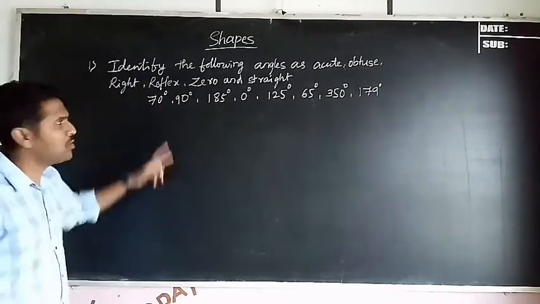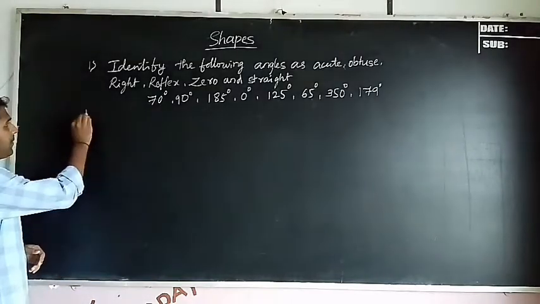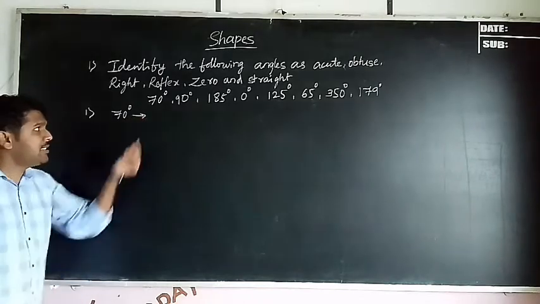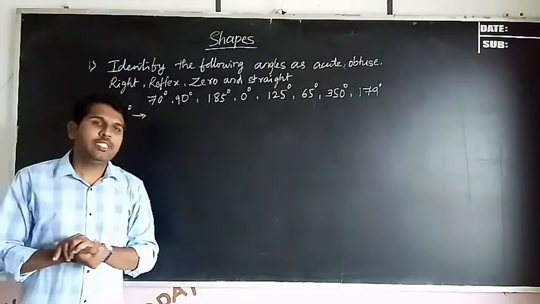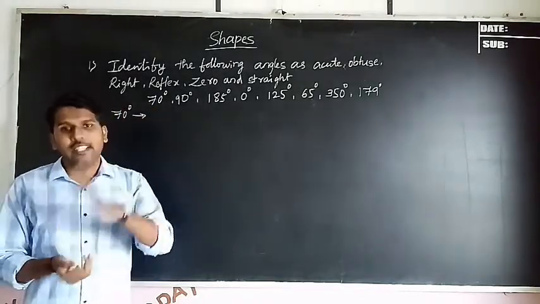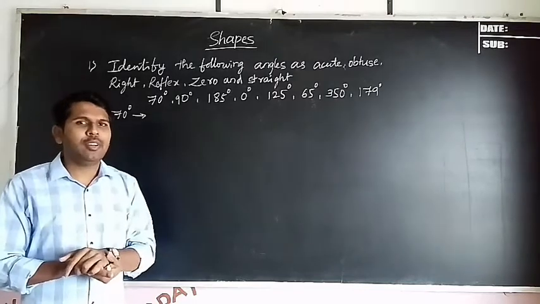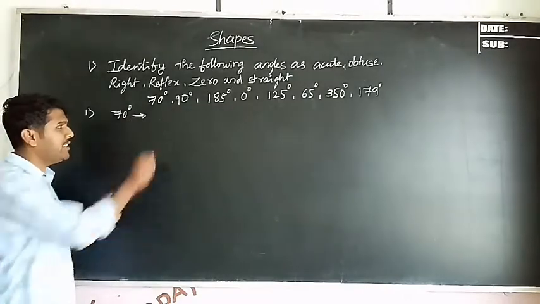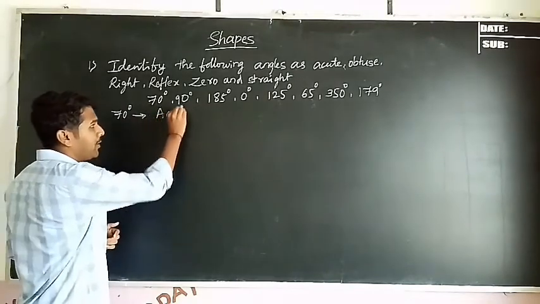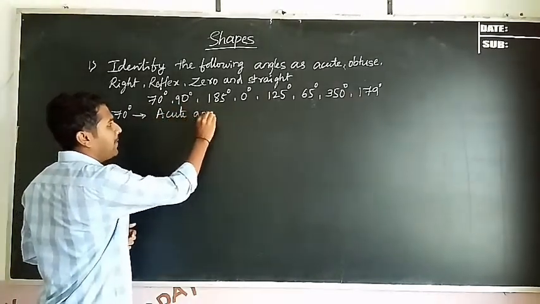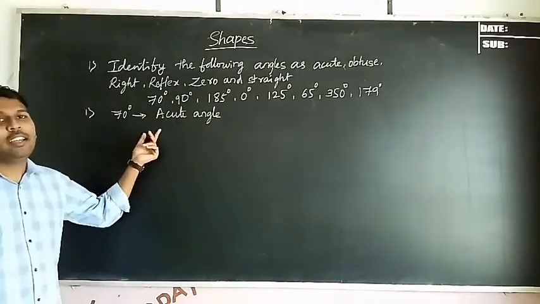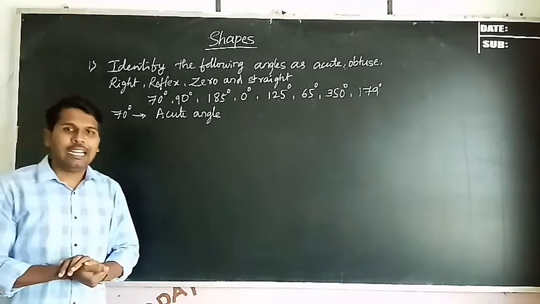Okay, so the first one, 70 degrees. Here, 70 degrees is in between which degrees? In between 0 degrees and 90 degrees. So which angle is it? That is an acute angle. So 70 degrees is an acute angle. Acute means in between 0 degrees and 90 degrees.